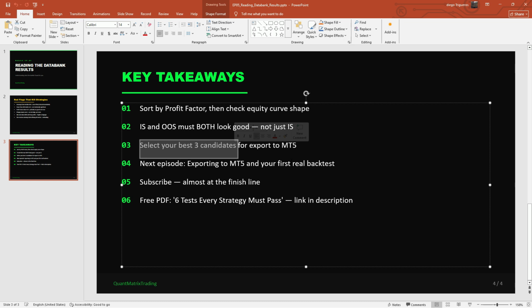And you will see how I check that both tests, the one in StrategyQuant and the one in MetaTrader 5, are aligned.